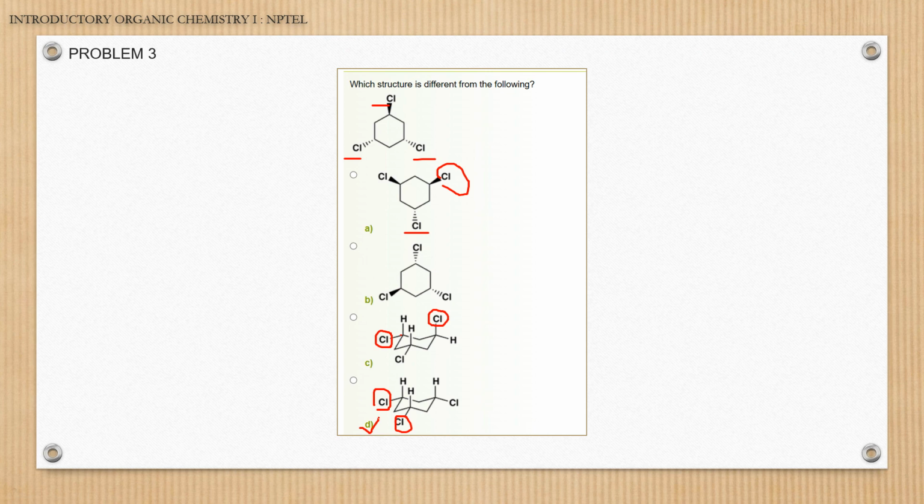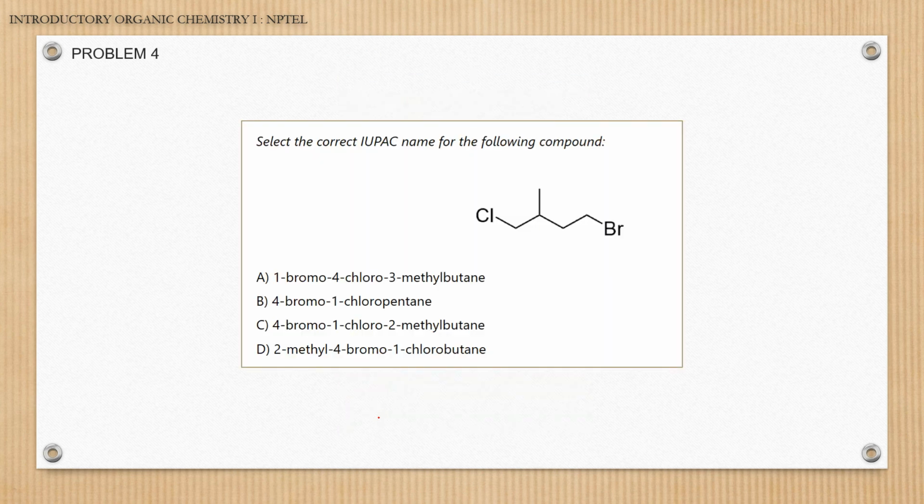Okay. So I'm moving towards problem number 4. So, guys, it is a very simple question. I have just put this question so that all of you can understand. It is the basics of IUPAC nomenclature. They are asking to select the correct IUPAC name for the following compound. So, can anyone tell me the correct answer very quickly?